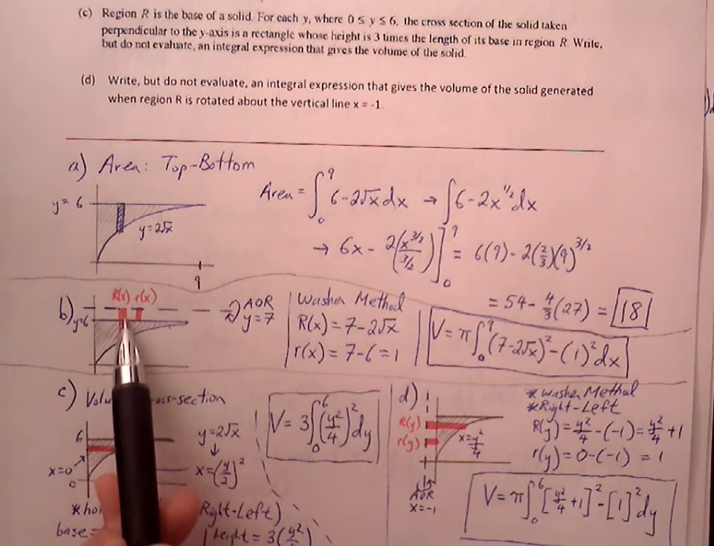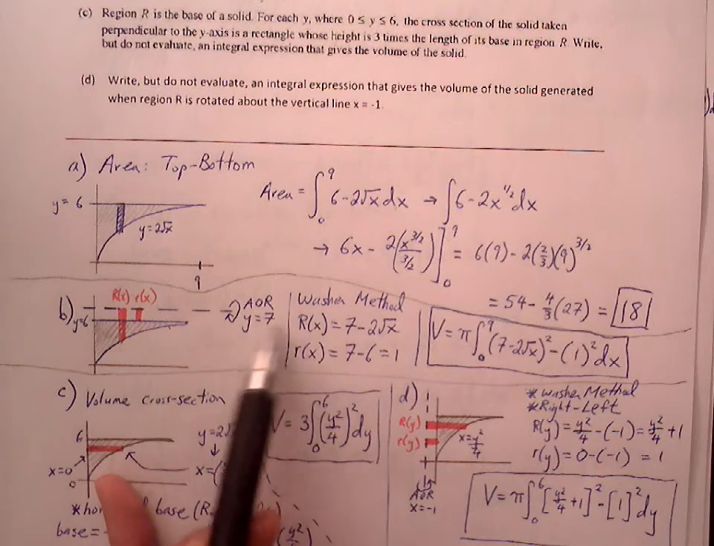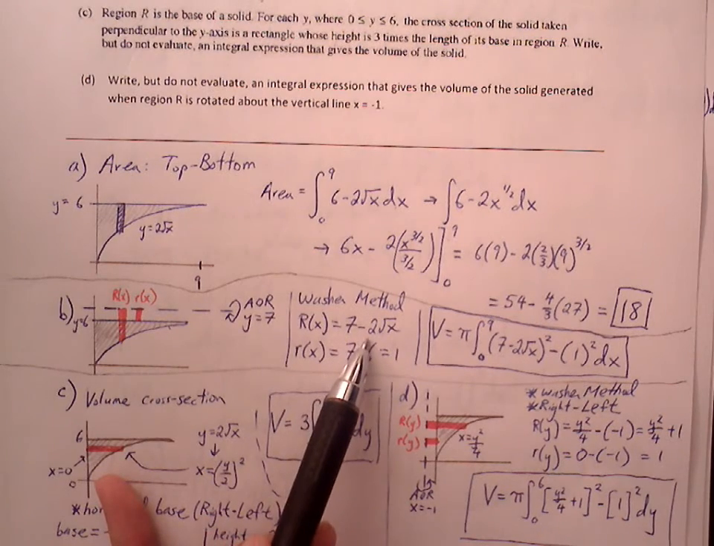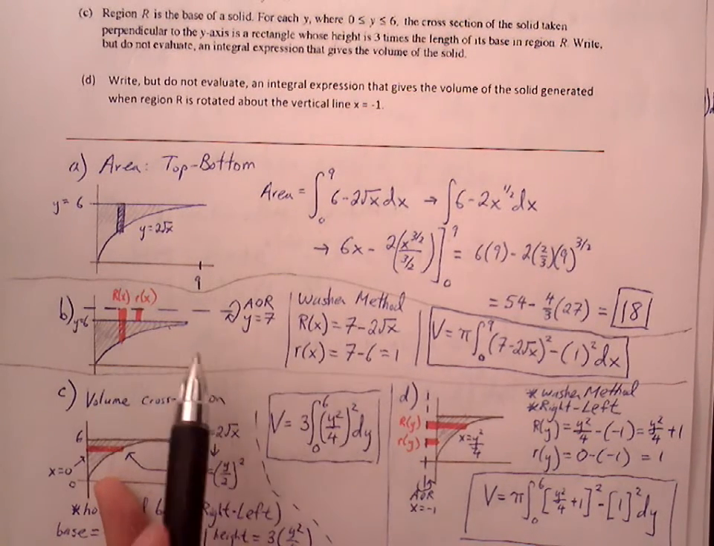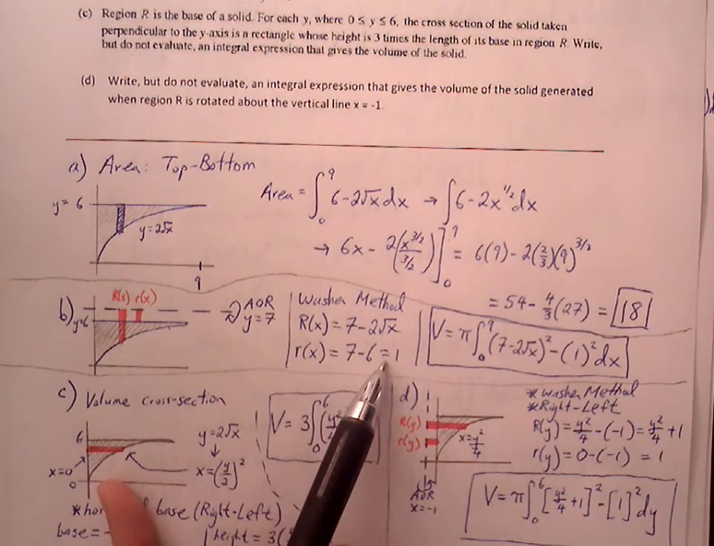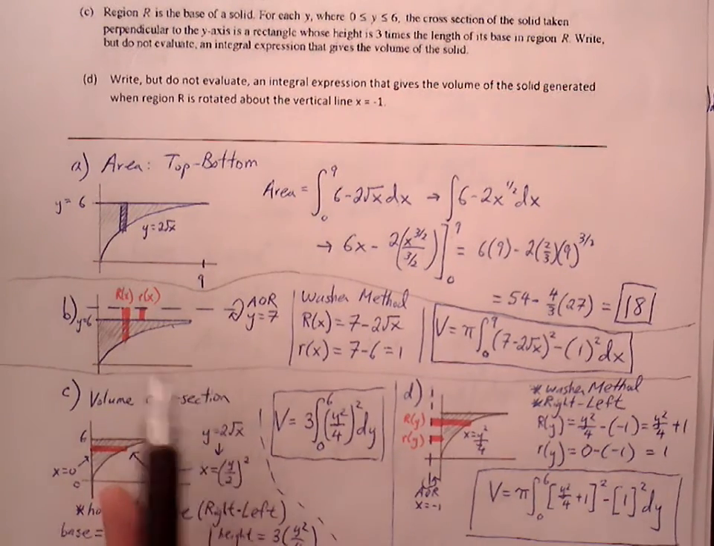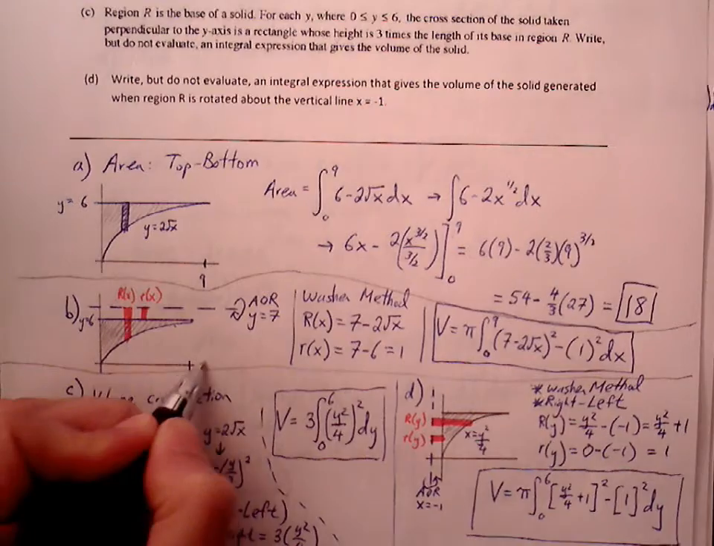The top of big R is sitting at the 7. The bottom of big R is sitting at the curve, which is 2 root x. So my big R is 7 minus 2 root x. My little r is 7 minus 6. That's the length of the little radius. Okay. Our bounds are from 0 to 9. Still in terms of x, so we still go from 0 to 9.